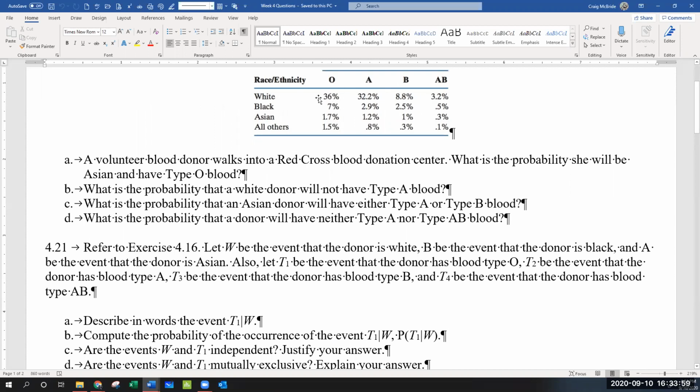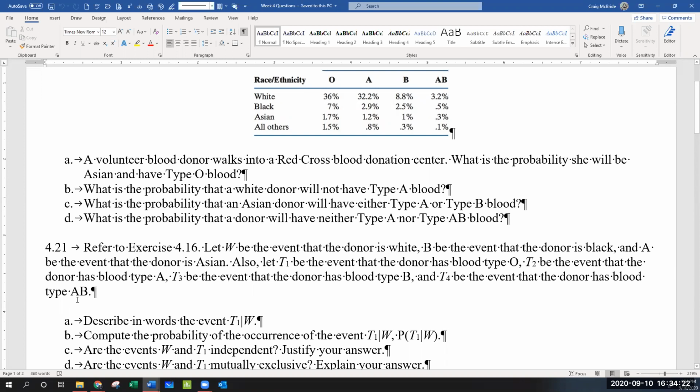And then to compute that probability, we look up here and we see that we're only looking at the white donors, right? So our total is just going to be these four percentages added together. 80.2, I guess that's what I have. Exactly. And then 36 is the numerator. So it's going to be 36 over that 80.2 and then reduce, and that's your answer.